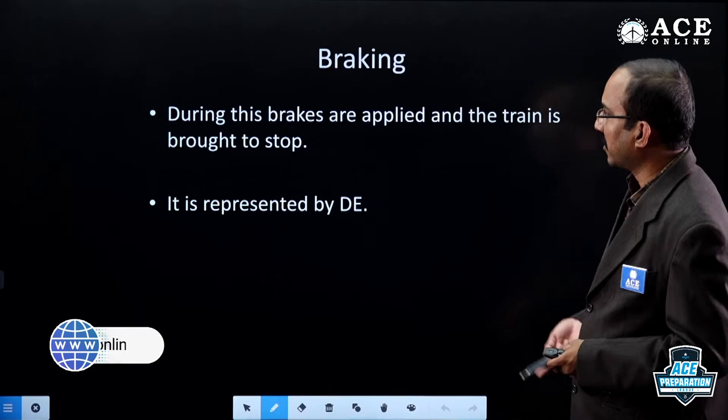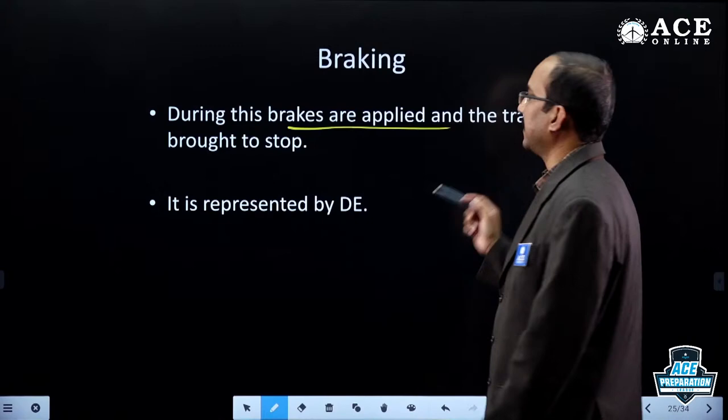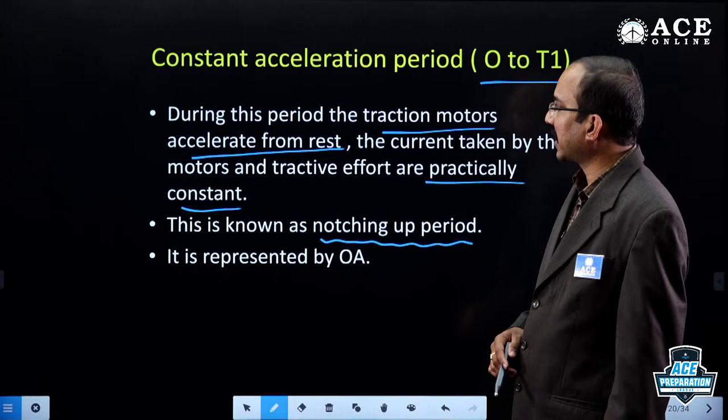So now, once you complete the coasting, we are going for braking. So what will you do in braking? We will apply the brakes. Okay, brakes are applied and the train is brought to a stop. Here we need to stop the vehicle. So here we have analyzed these factors.